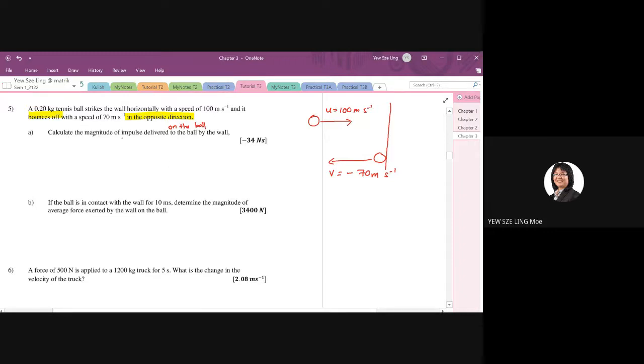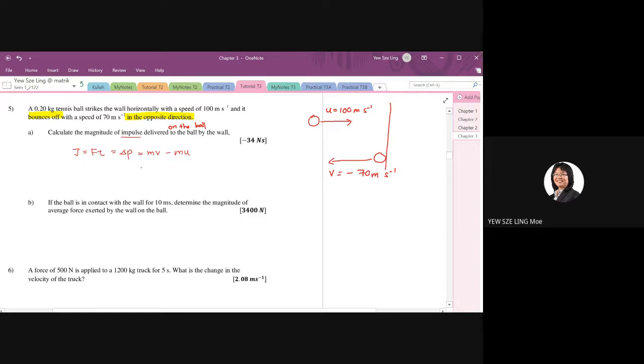So calculate the magnitude of impulse. Now, what do you have? You have initial velocity, you have final velocity. So apparently, you cannot use the definition of impulse, which is J equals Ft. Cannot. Because you don't have information about the force, you don't have information about the time. What you do have is the initial and final velocity. Therefore, we are going to apply the impulse-momentum theorem, where J is at the same time equal to change in momentum. And what does it mean by change in momentum? Which is equal to m v final minus m u, okay, final velocity minus initial velocity.